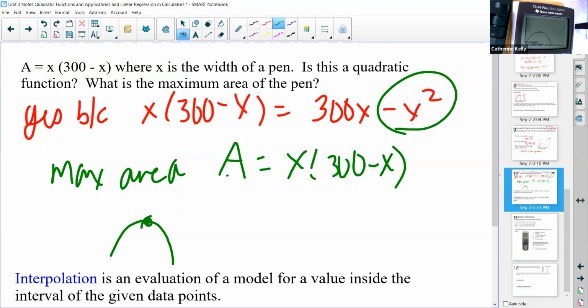So if we graph it, we can find the vertex. And there A is x times 300 minus x. What should we have our windows be? Let's go.